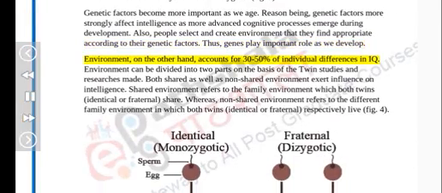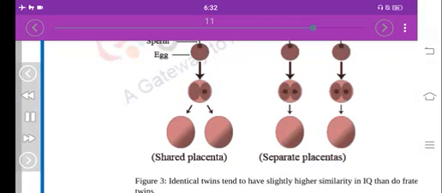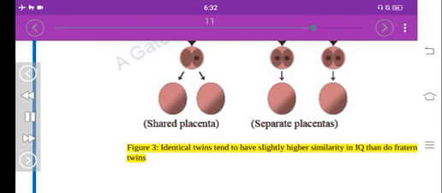Environment, on the other hand, accounts for 30–50% of individual differences in IQ. Environment can be divided into two parts on the basis of the twin studies and research made. Both shared as well as non-shared environment exert influence on intelligence. Shared environment refers to the family environment which both twins, identical or fraternal, share. Whereas, non-shared environment refers to the different family environments in which both twins, identical or fraternal, respectively live. Figure 4. Identical twins tend to have slightly higher similarity in IQ than do fraternal twins.